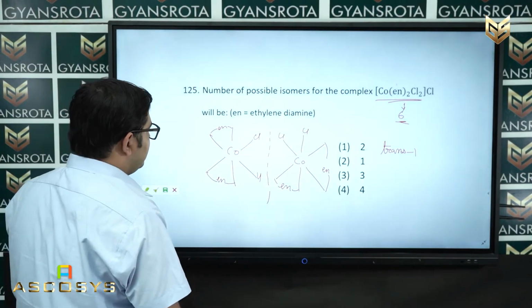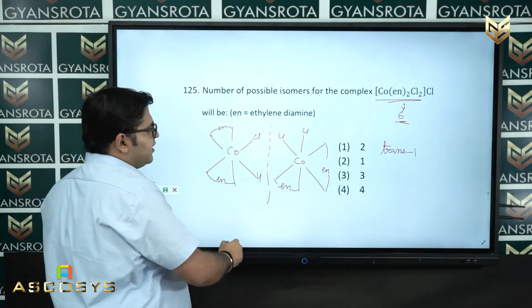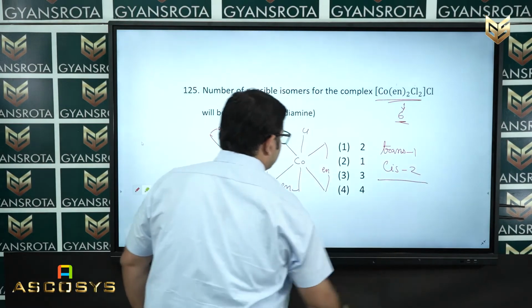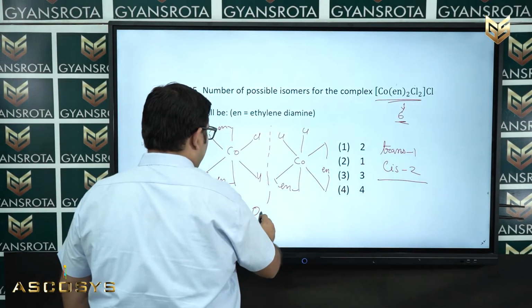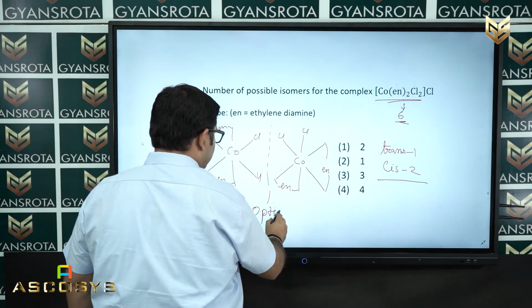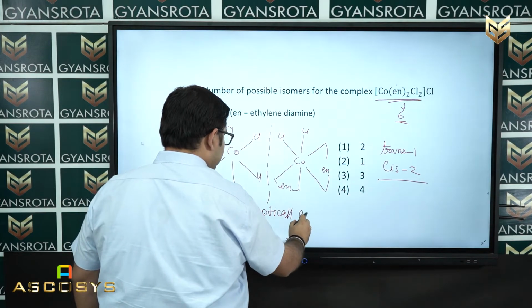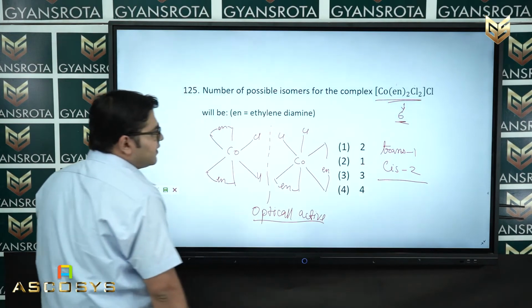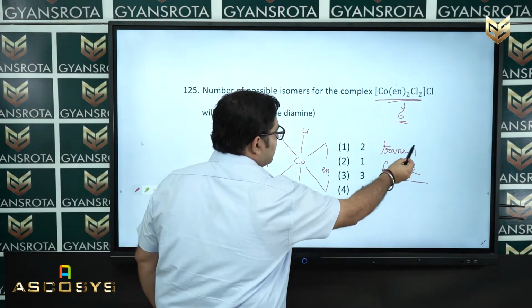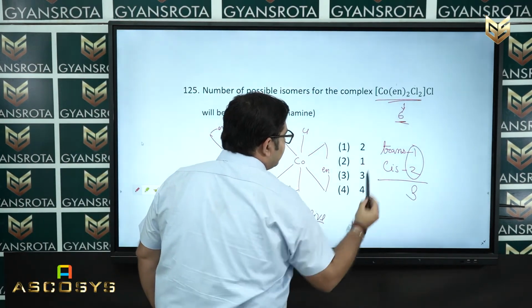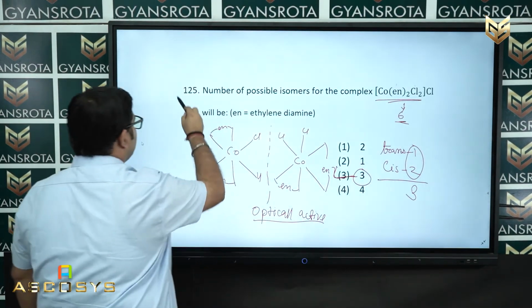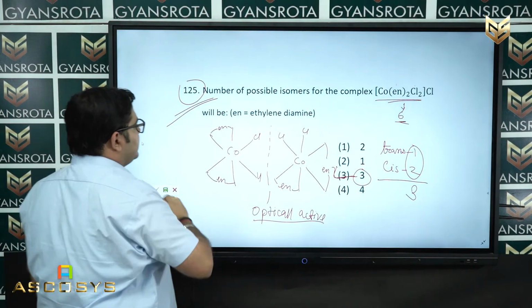In cis you are getting two forms. So, in cis we are getting two structures. So, these are optically active. So, if you see 1 trans and 2 cis, how many total isomers? 3 isomers. So, option number 3 is the correct answer of your question number 125.